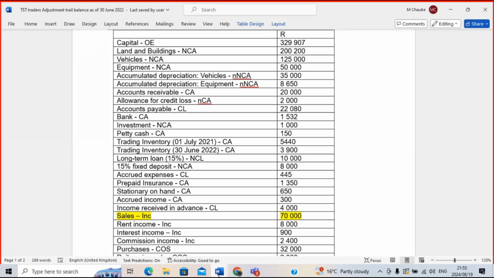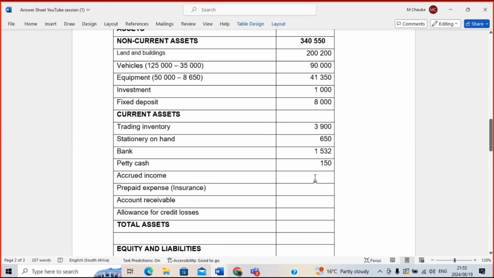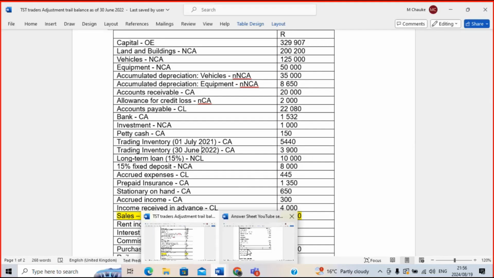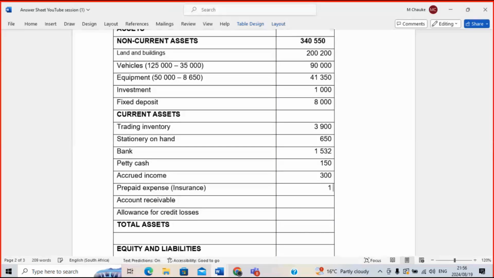So always all the time, this accrued income, prepaid expense, they come under your current assets. So this one is 300. And then the other one is what? Prepaid insurance, which is prepaid expense, right? Which is 1,350. Okay.